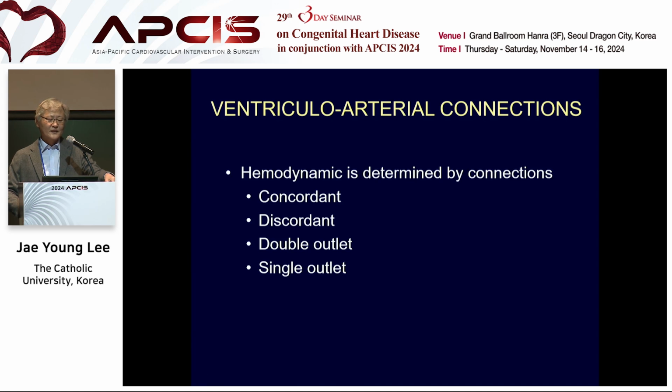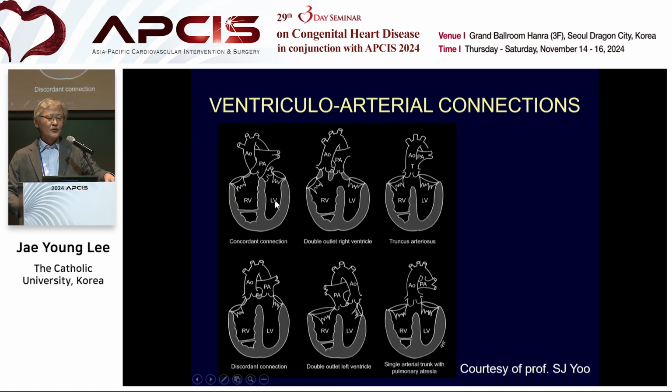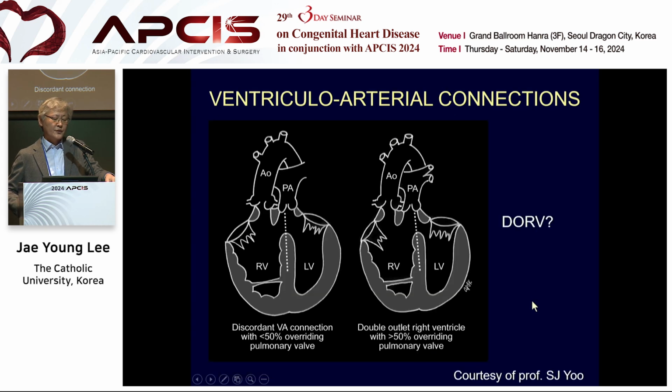So lastly, VA connection. This is concordant VA connection, LV to aorta, RV to pulmonary. This is discordant, LV to pulmonary, RV to aorta in complete TGA. This is double outlet, right ventricle and left ventricle. Two great vessels arise from the RV, so double outlet right ventricle. In this case, two great vessels from the morphologically left ventricle. This is DILV, and this is common trunk, a solitary trunk. These are the modes of VA connections.